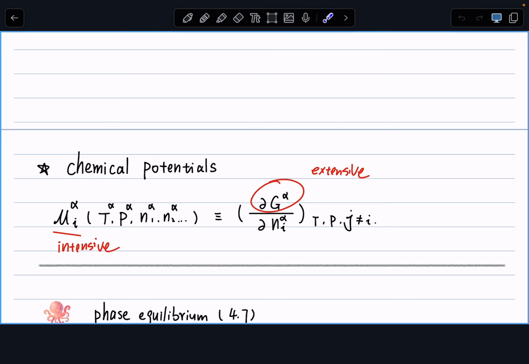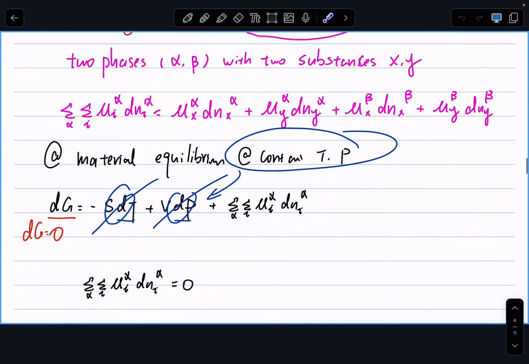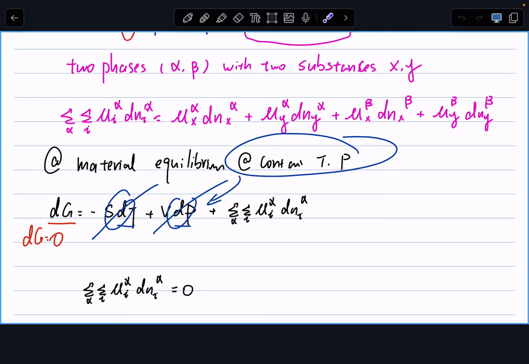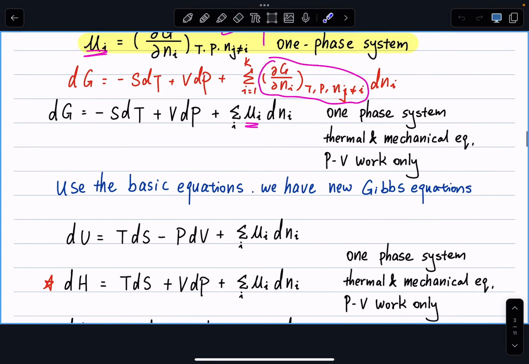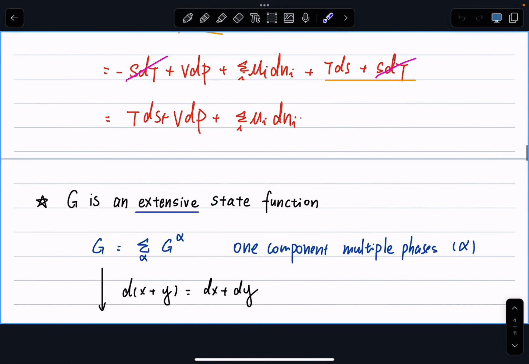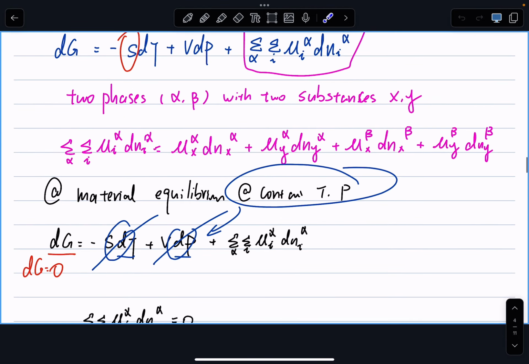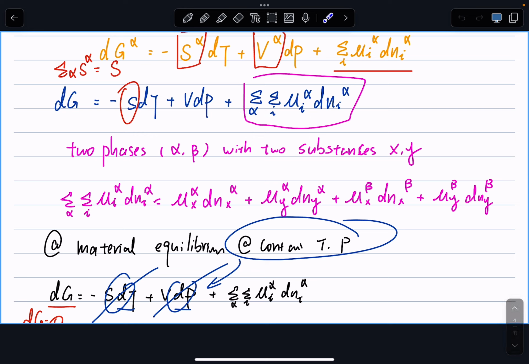We went over our derivation to show that at equilibrium, my chemical potential double summation must equal 0, and it is smaller than 0 prior to equilibrium. That double summation has a chemical potential term times the change of the number of moles.